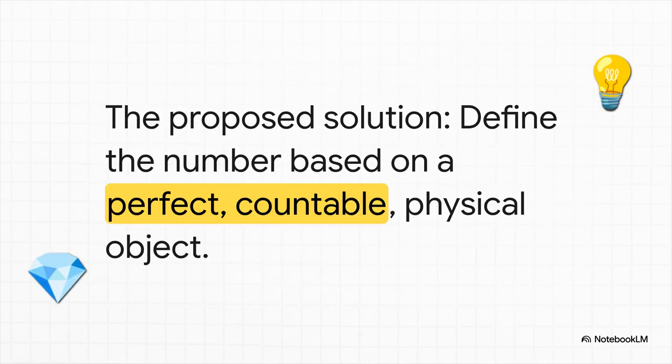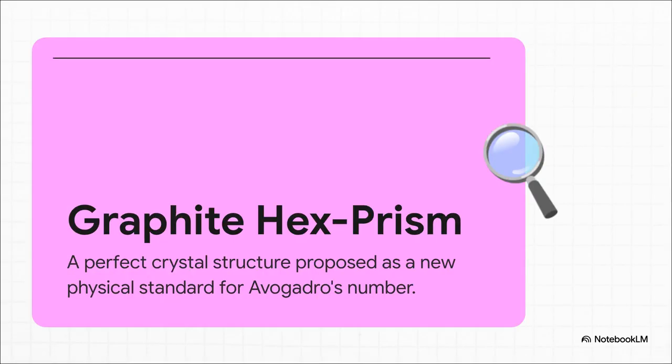So how do you make this abstract idea feel real again? Well, the proposed solution is just beautiful in its simplicity. We decide to anchor it to a physical object, a perfect, theoretically buildable object where you could literally count every single atom. And the object they proposed? It's a graphite hex prism. Now, why graphite? Well, because it's super stable, and its structure is perfectly regular, like a tiny, flawless honeycomb.